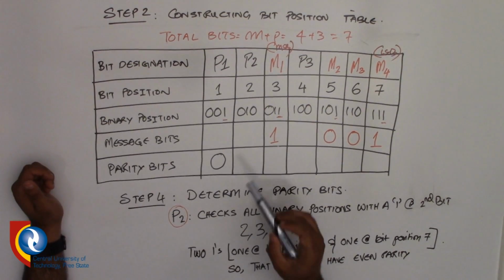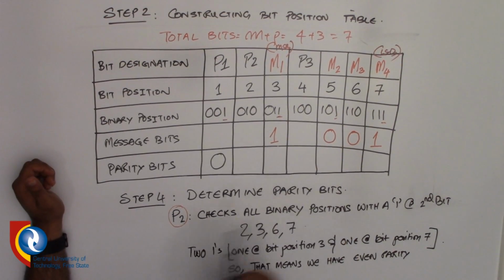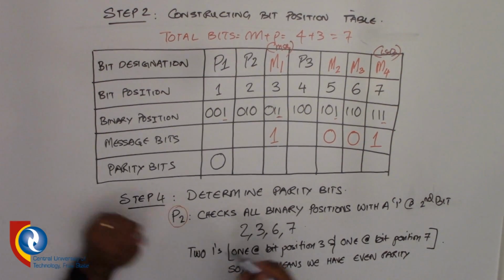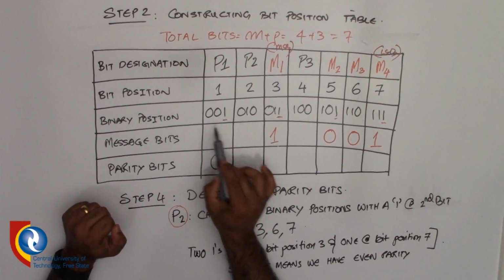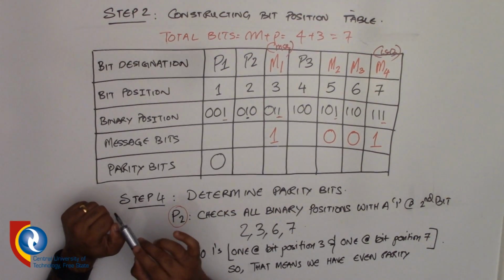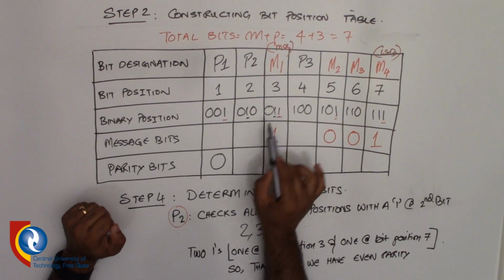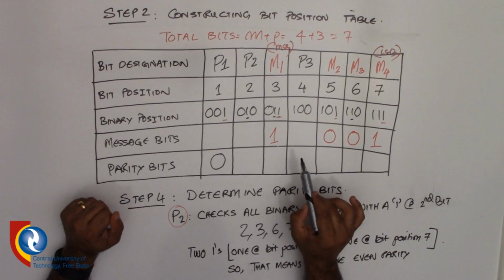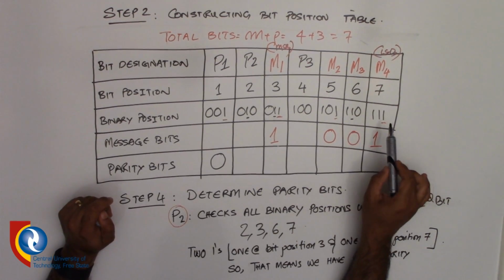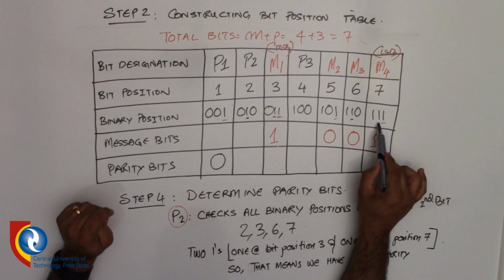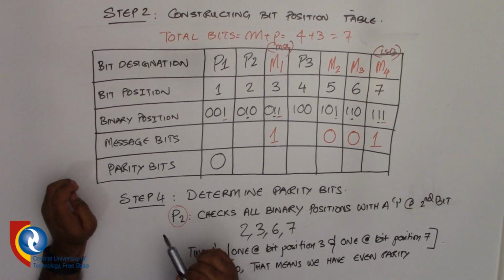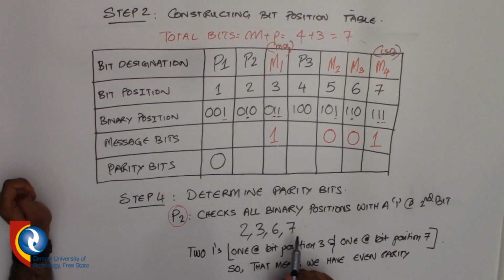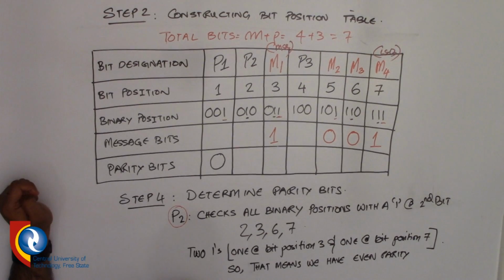So now we need to determine P2. P2 checks all the binary positions with a 1 at the second bit. You'll see that there is a 1 at bit position 2, there's a 1 at bit position 3, there's a 1 at binary position 6, and there is a 1 at the second bit at binary position 7. So we have 2, 3, 6, and 7, which are checked by P2.